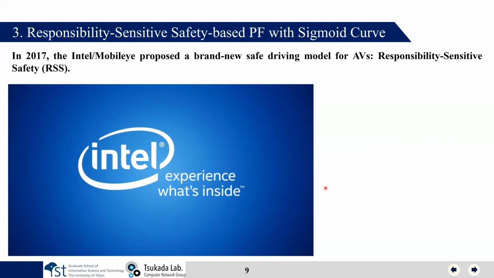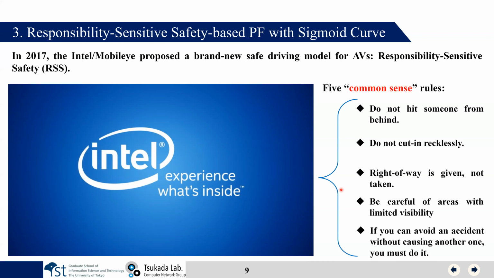So the RSS model is actually based on these 5 common sense rules. The first is to not hit someone from behind, and the second is to not cut in recklessly, and the right of way is given, not taken. And be careful of areas with limited visibility. And if you can avoid an accident without causing another one, you must do it.